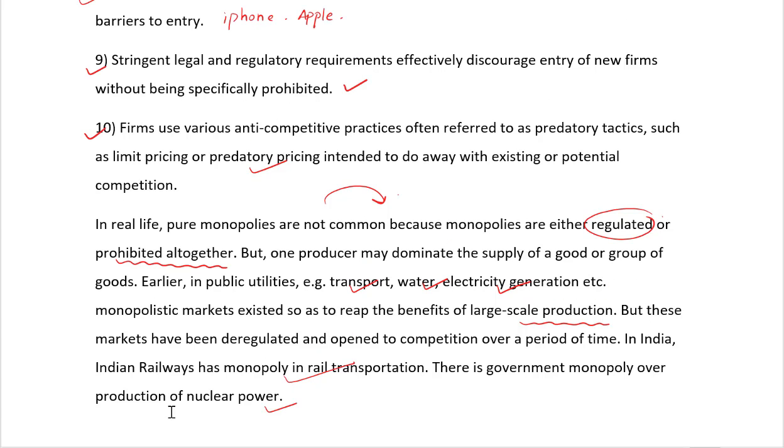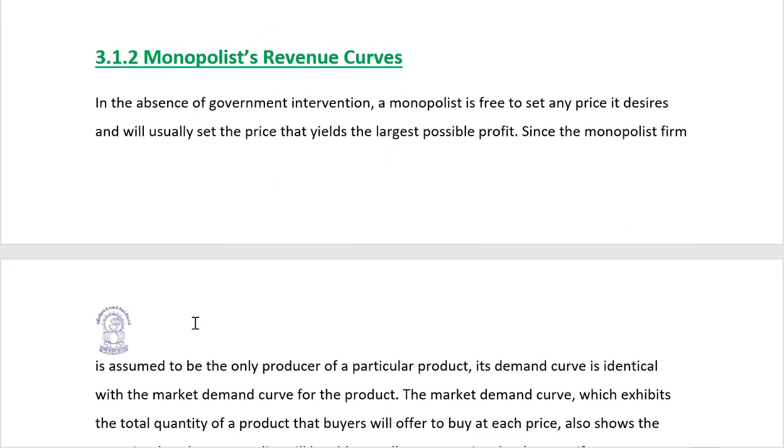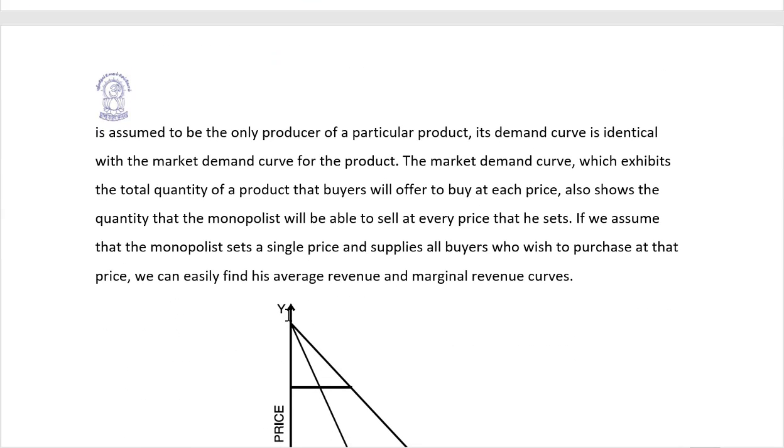Let's move to the next topic now. Monopolist revenue curve. In the absence of government intervention, a monopolist is free to set any price it desires and will usually set the price that yields the largest possible profit. Since the monopolist firm is assumed to be the only producer in a particular industry or of a particular product, its demand curve is identical with the market demand curve of the product.